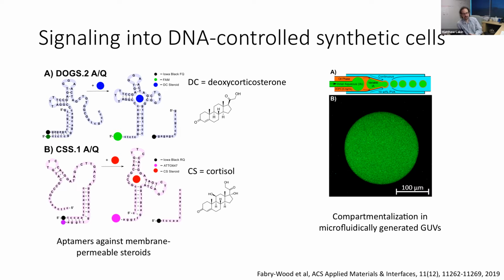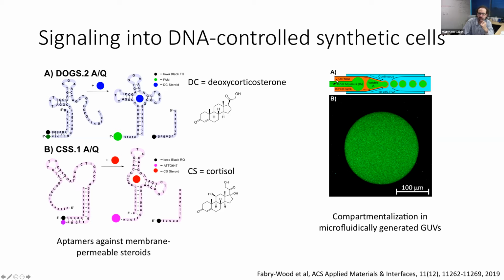And we use these in GUVs, giant unilamellar vesicles, and you can see the size of these things is really quite large, right? 100 micron radius or thereabouts, using a microfluidic device, which is sort of a nested capillary system. We have the inner aqueous phase, which contains, in this case, these aptamer quencher molecules.